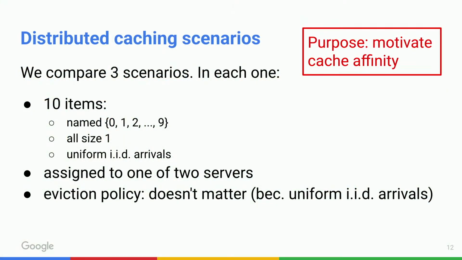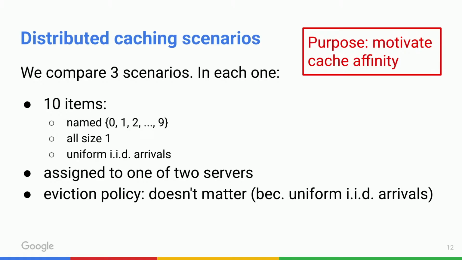Okay, so now I just want to motivate cache affinity. This may be obvious to some people. Hopefully it's obvious to many of you, but I just want to go through it because I think it's instructive and it'll be good to have in the back of your minds. So I'm going to look at 3 different scenarios, and I'm going to talk about basically how cache affinity can simulate resource pooling via these 3 scenarios.